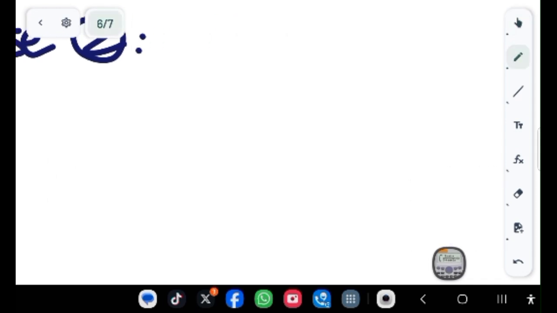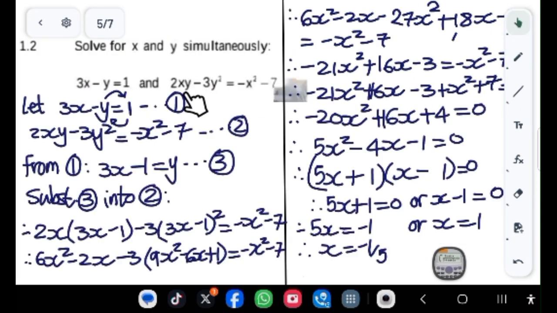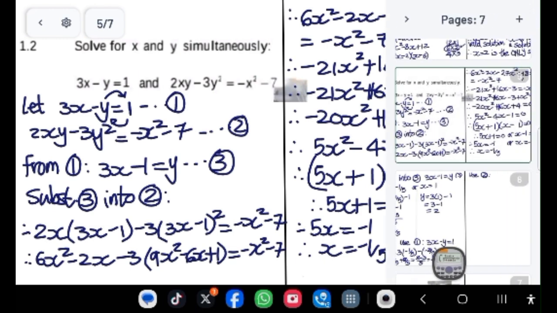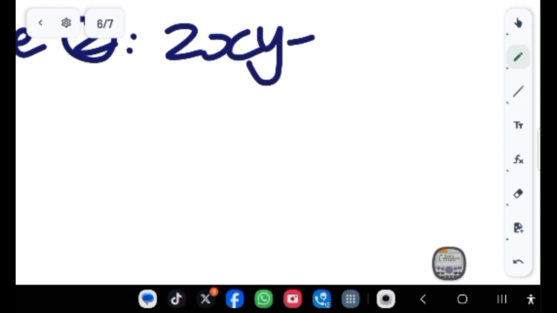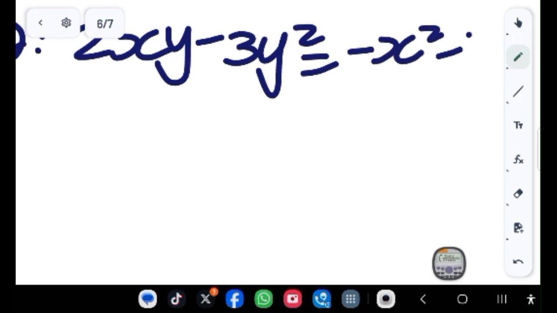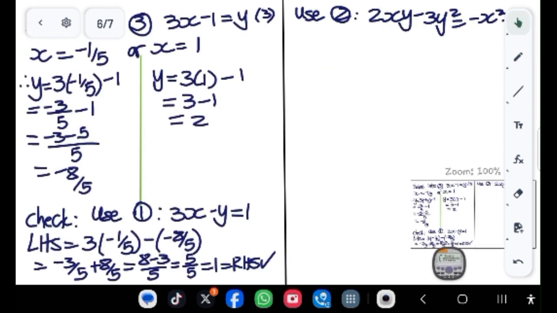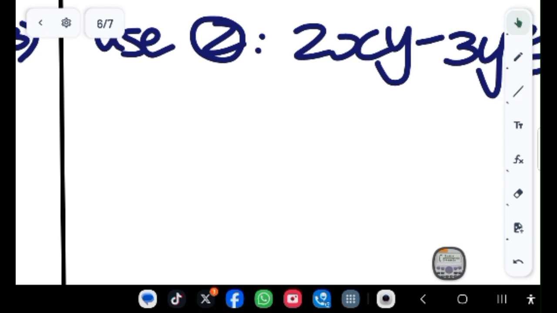All right, let's go back to equation 2. There is equation 2: 2xy minus 3y squared equals minus x squared minus 7. We are checking to see if x equals 1, y equals 2 checks out. So wherever there is x on the left-hand side, we put 1, and wherever there is y, we put 2.